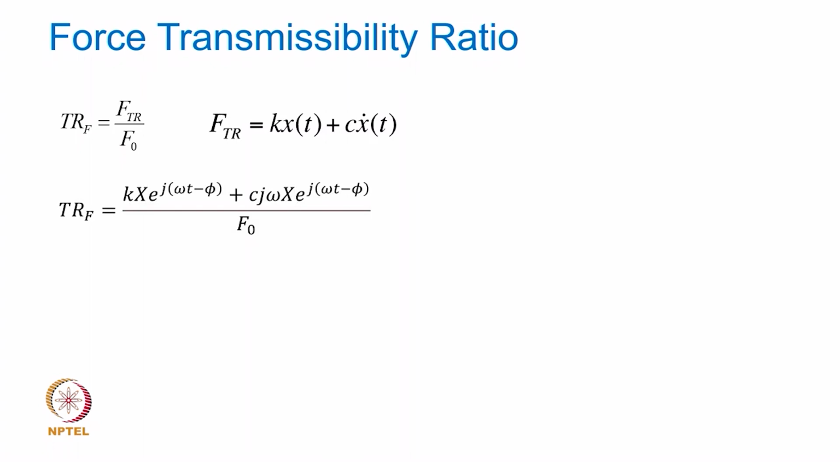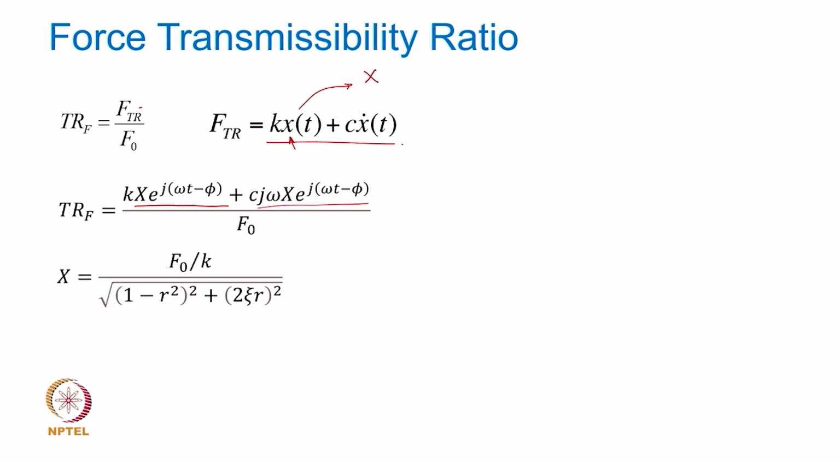And so, if I replace this FTR by this expression and also replace this x of t, this response, which is nothing but capital X e to the power j omega t minus phi, and c x dot was written like this. These are the two expressions, and now if you want to expand this further, I will replace capital X again by the expression that we already know for a harmonic excitation case. This is already seen in the previous slide. So, now if I replace capital X as well in this particular equation, then I get the expression after doing some algebraic manipulation which we have been doing in the past.